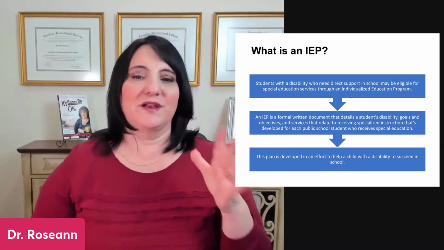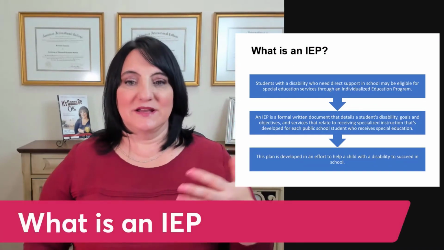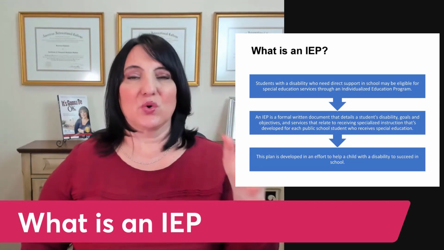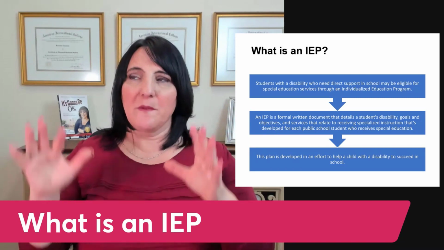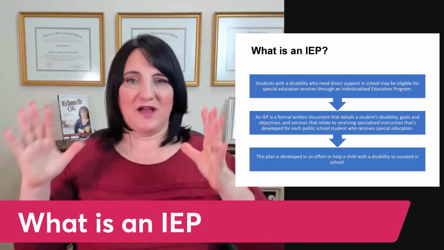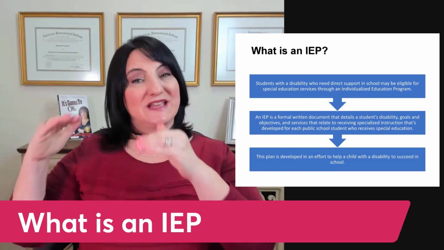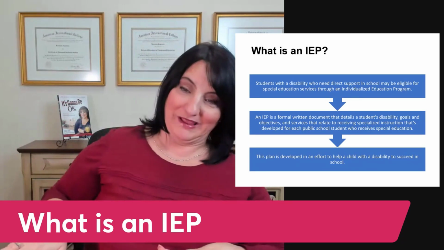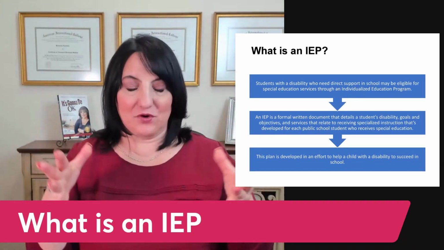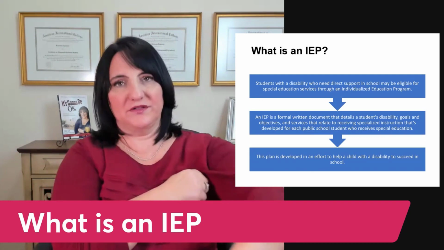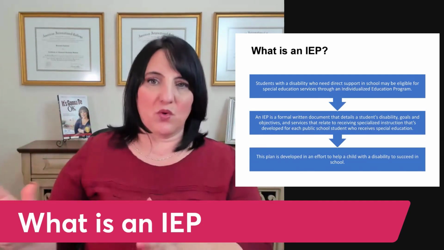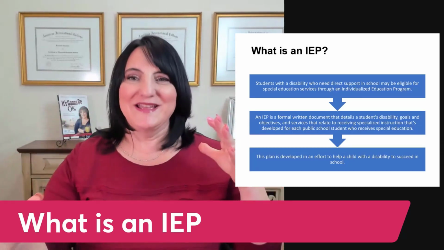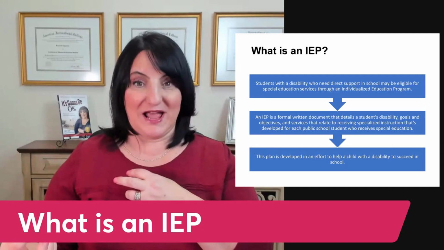But let's get into what is an IEP. An IEP is an individualized education plan, and it gives a student with a disability direct support. The main difference between an IEP and a 504 is that an individualized education program is a formal written document with your goals and objectives and all the services you're getting, because you need direct support. Something needs to be remediated, and this becomes the bone of contention with everybody who's looking for an IEP, right?